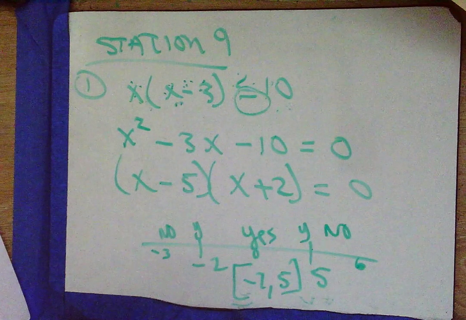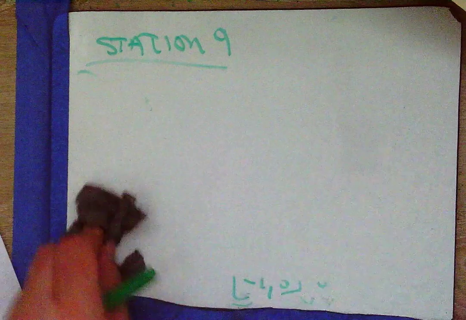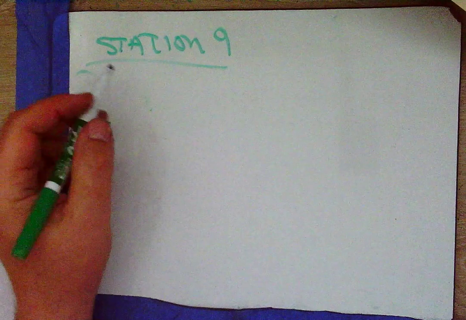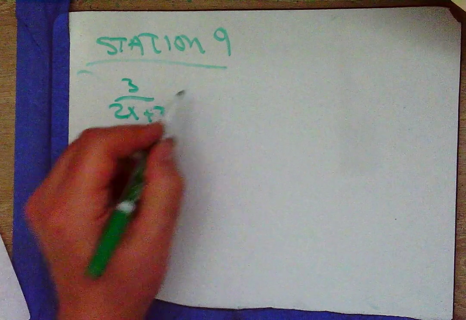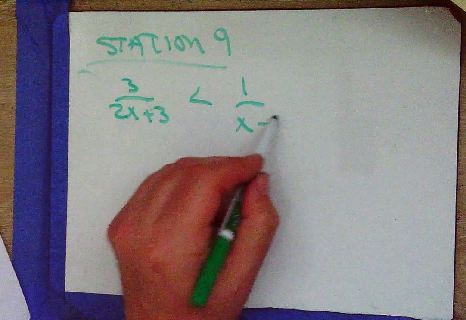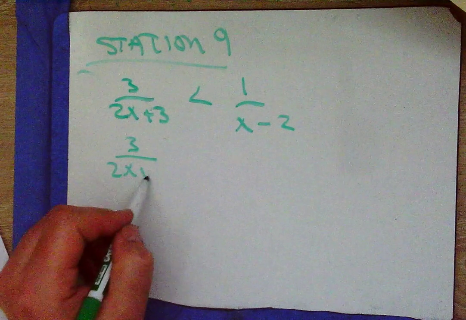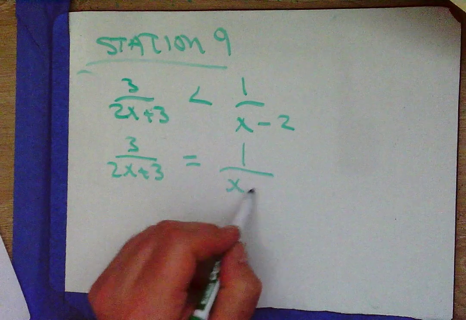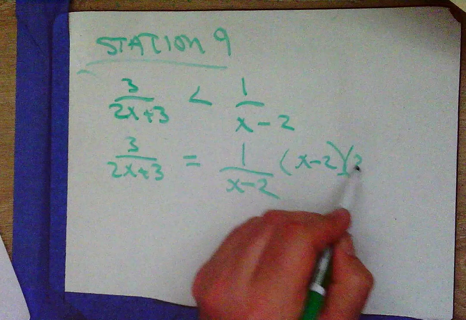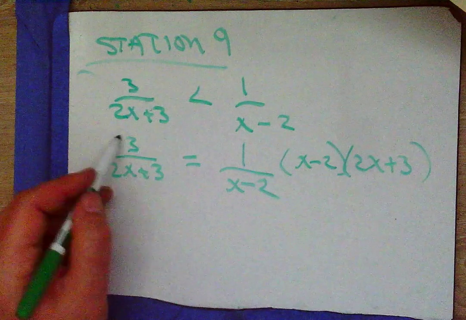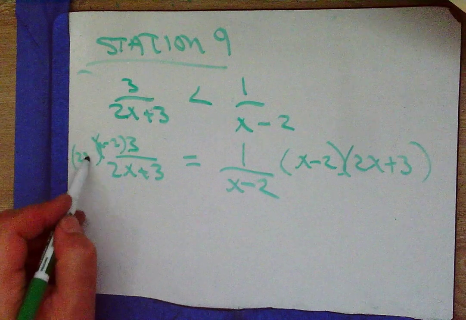Alrighty. So let's take a look at problem number 2. Problem number 2 says 3 over 2x plus 3 less than 1 over x minus 2. Okay, so the first thing I do is, of course, change that to an equal sign. And now I'm going to multiply everywhere by x minus 2 and 2x plus 3.